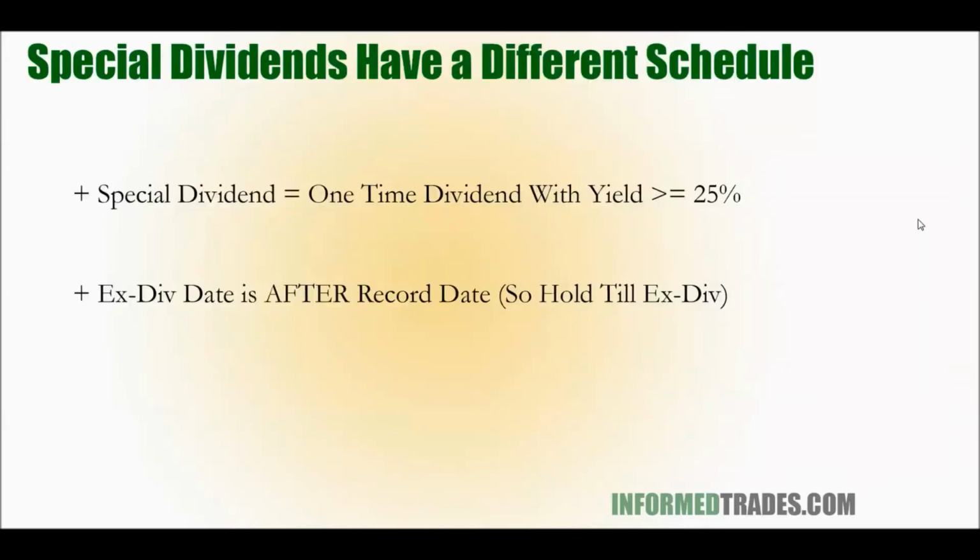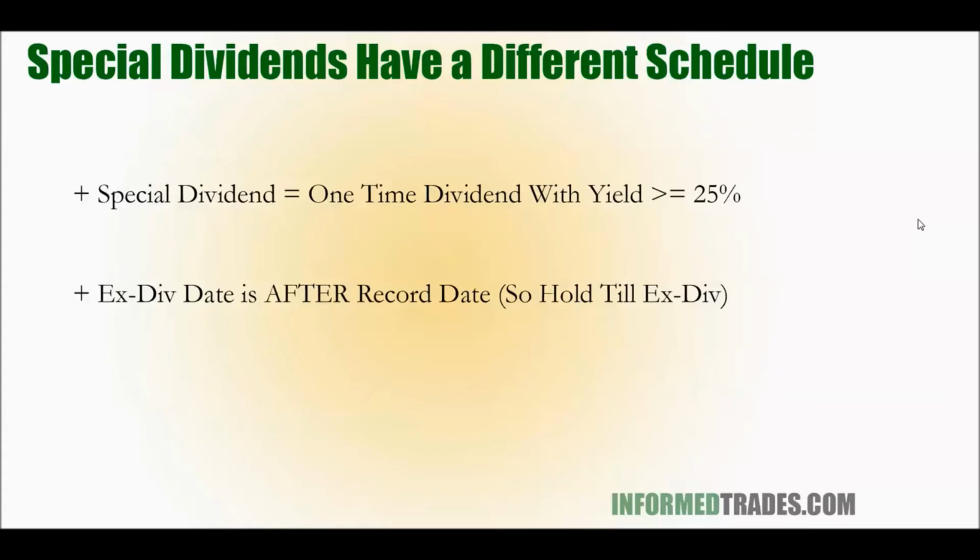Okay, special dividends have a different schedule like we discussed in our first slide. A special dividend is a one-time dividend with a yield that's greater than or equal to 25%. Often a company may have accumulated a lot of stock or a lot of cash. Microsoft had this situation a couple years ago, and they did a one-time disbursement to their shareholders. It's not necessarily related to ongoing earnings. It's not something that they plan to do regularly on a quarterly basis. This is a special dividend, one time.